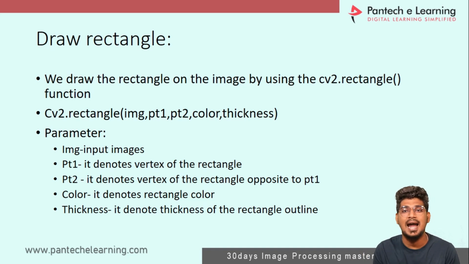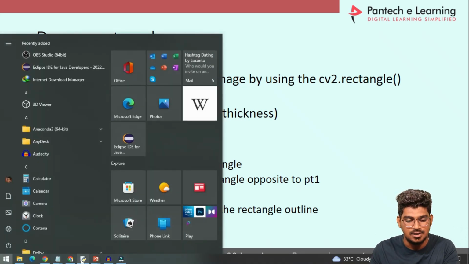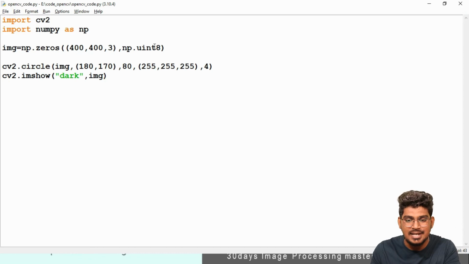Then we need to add the color. Which color do you want to draw with? That is denoted. Next, thickness. Okay, right. So now I am going to create the rectangle on the image.